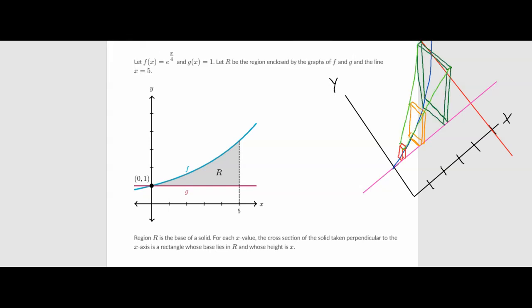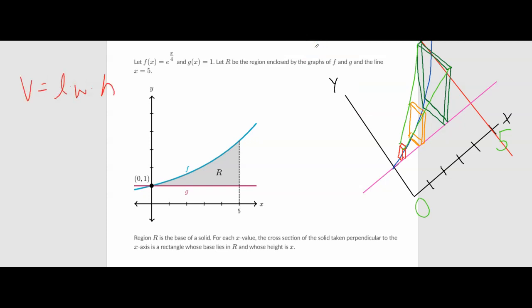I drew in 3 of the cross sections, and hopefully you can see what's going on with this figure. It gets much taller as we move towards the more positive x numbers. What we want to do is write an expression for the volume of one of these cross sections, and then just integrate from 0 to 5.